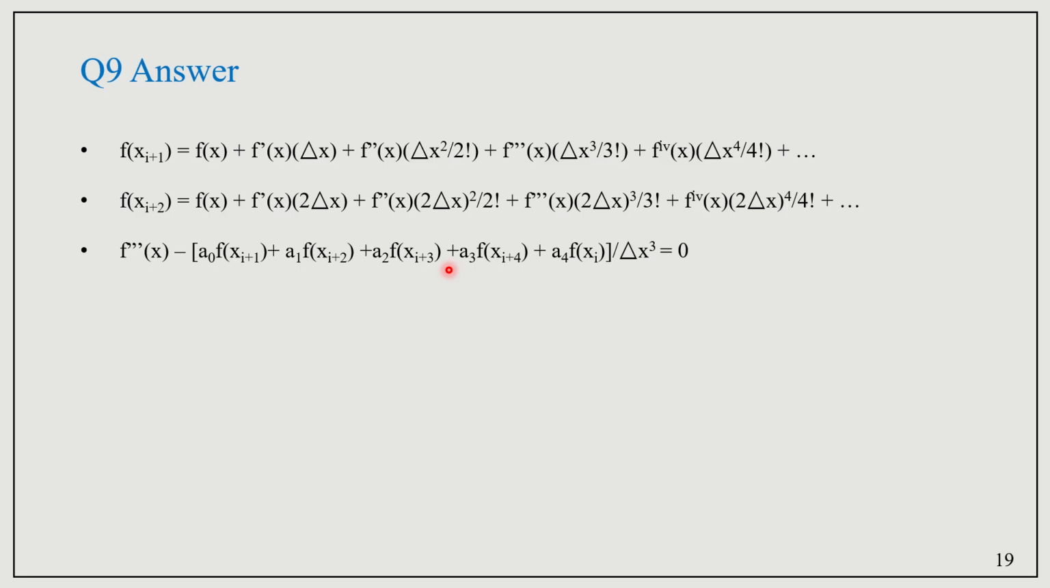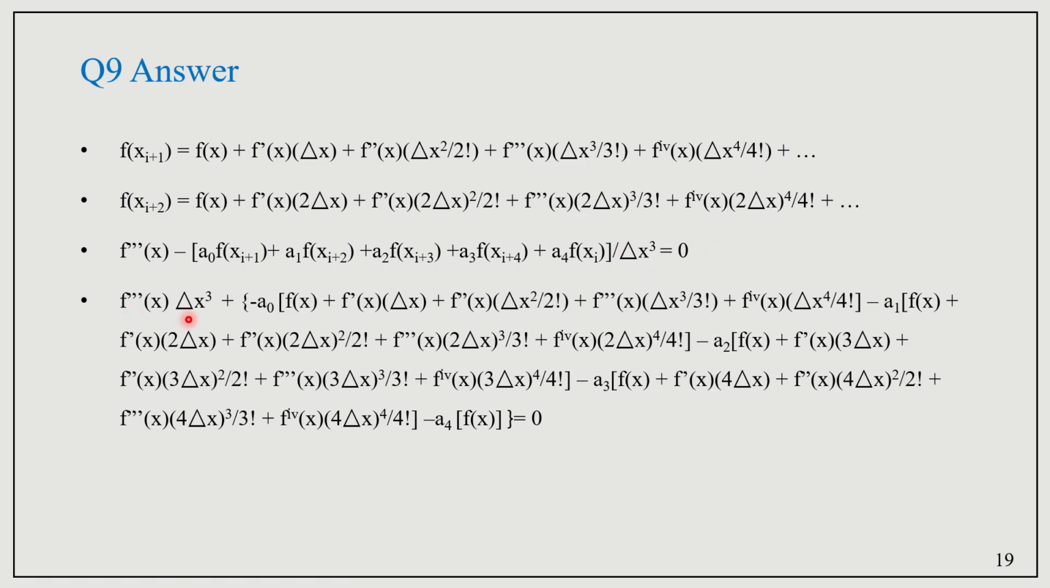So for that, we are just taking the delta x cube and multiplying through the whole equation. We will get f triple dash of x into delta x cube plus, because the minus is going into each and every term inside, minus a naught into f of x at i plus 1, minus a1 into f of x at i plus 2, minus a2 into f of x at i plus 3. Here it is delta x, here it is 2 times delta x, here it is 3 times delta x, minus a3 into 4 times delta x, and at last minus a4 into f of x at i.